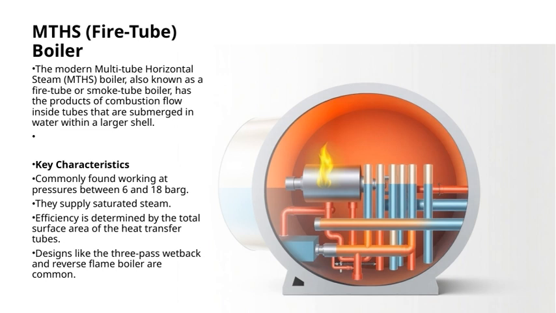Moving on to some key characteristics, these boilers typically operate at pressures between 6 and 18 bar. That's a range suitable for many industrial applications. They generally supply saturated steam, which is steam at the temperature corresponding to its pressure, making them versatile for different processes. Efficiency in these boilers is largely determined by the total surface area of the heat transfer tubes. The more surface area, the better the heat transfer, and the higher the efficiency.